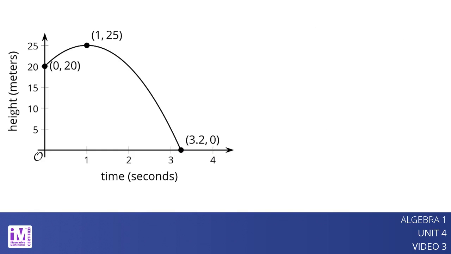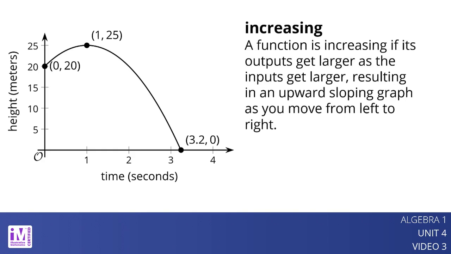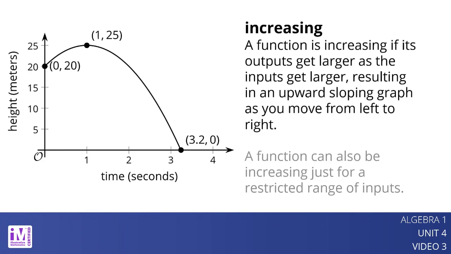Now let's consider the overall shape of this graph as we follow it from left to right. A function is increasing if its outputs get larger as the inputs get larger, resulting in an upward sloping graph as you move from left to right. A function can also be increasing just for a restricted range of inputs. For example, function h is increasing when the time is between 0 and 1 seconds, because the graph slopes upward as you move from left to right.